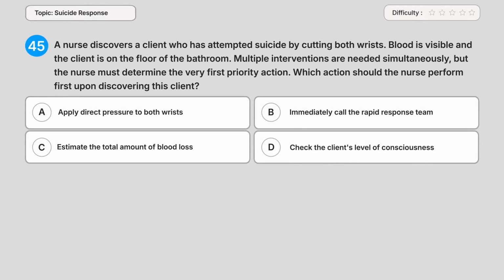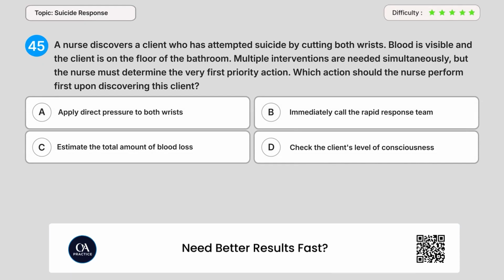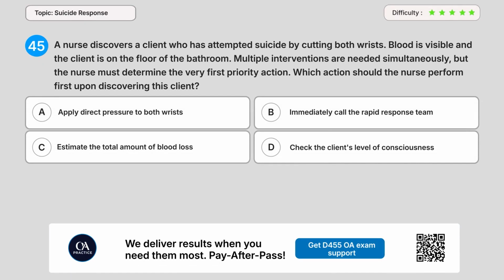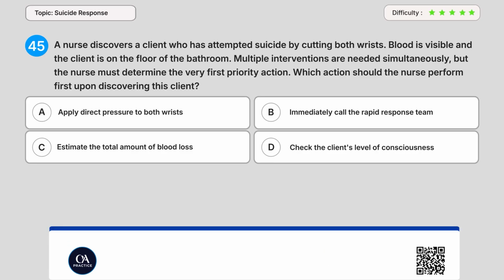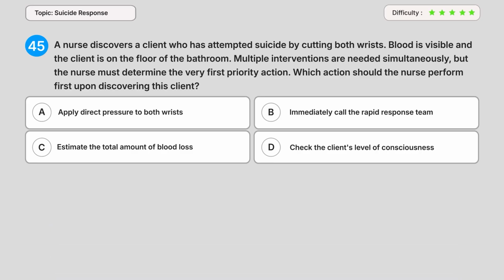45. A nurse discovers a client who has attempted suicide by cutting both wrists. Blood is visible and the client is on the floor of the bathroom. Multiple interventions are needed simultaneously, but the nurse must determine the very first priority action. Which action should the nurse perform first upon discovering this client?